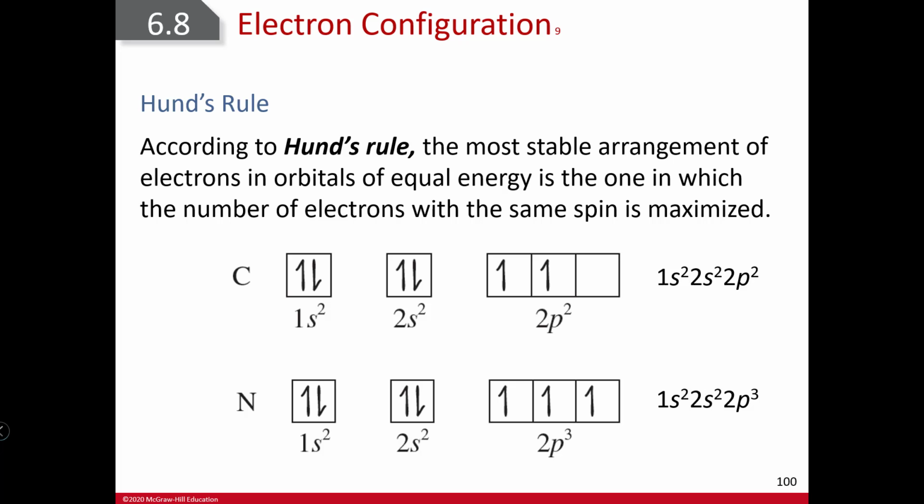Okay, so we see a new rule here called Hund's rule. Hund's rule says you add electrons that maximize the number of parallel spins, or in this case they say same spin, but technically it says maximize. You place electrons in an atom to maximize the number of parallel spins.